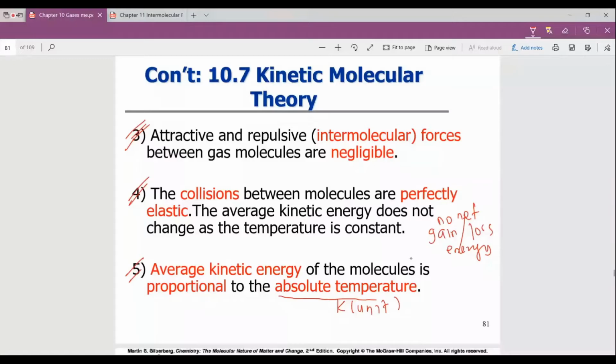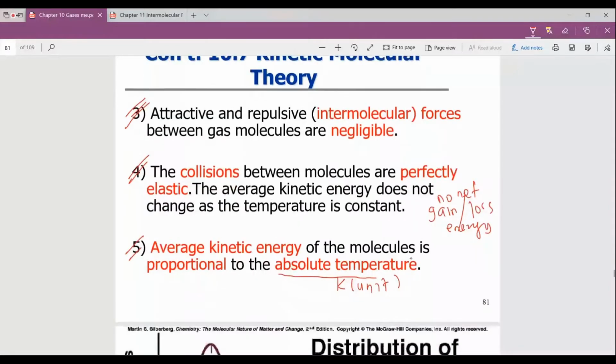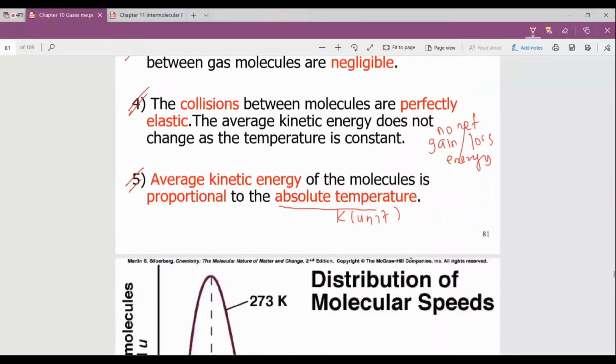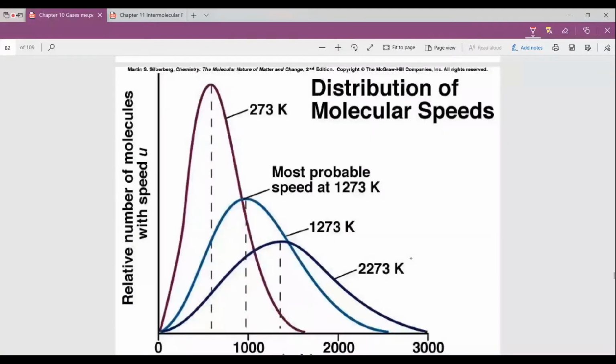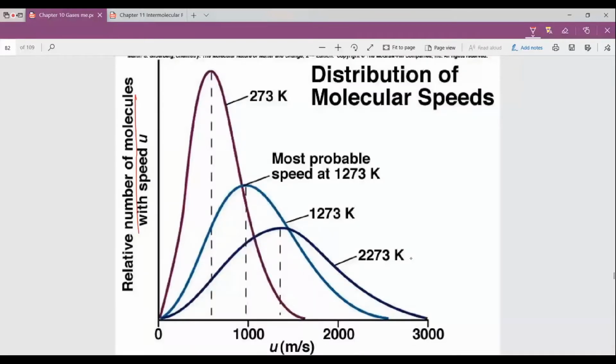What happens if we have different temperatures and also different gases in one container? Okay, this graph shows the molecular speed of molecules. Here is the number of molecules, and at the bottom on the x-axis is speed. Okay, at 273 Kelvin, which means 0 degrees Celsius, not 0 degrees Celsius, 25 degrees Celsius.